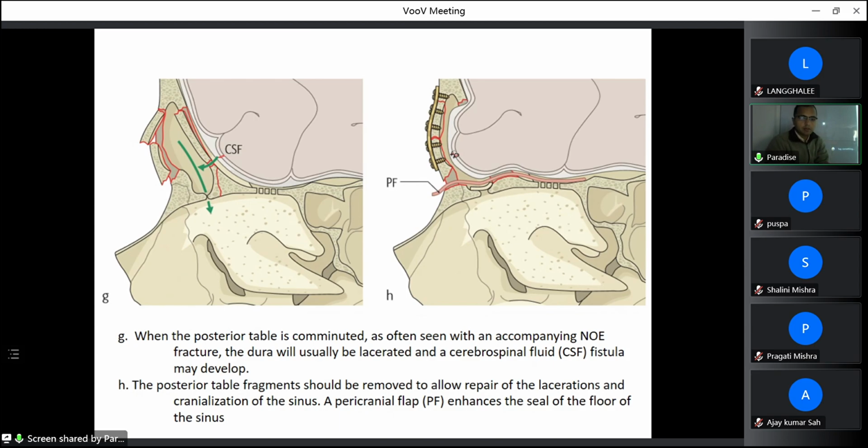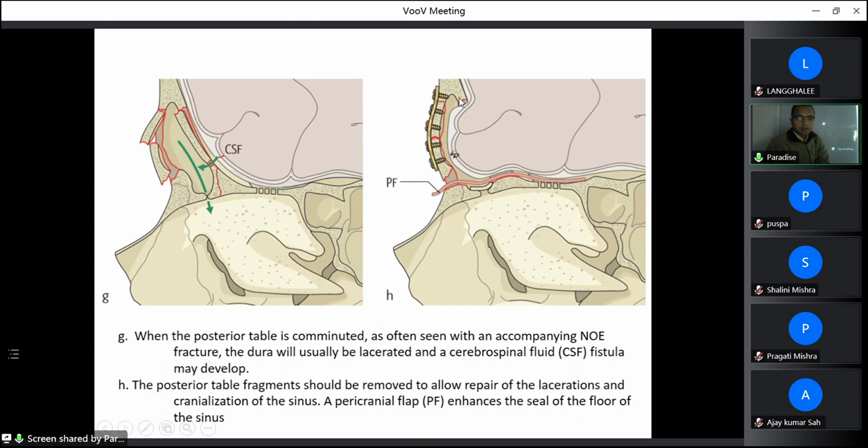The pericranial flap enhances the seal of the floor of the sinus. In this condition, you have to remove the posterior table, and just reduce and fix the anterior table, and you have to obliterate this outflow also because you have already removed the sinus. You have to remove the sinus lining. Whenever there is any trauma to the outflow tract, if there is obstruction in the outflow tract of the frontal sinus, you must remove the frontal sinus lining. Once the lining is removed, there will be no more secretion, so you don't need this tract. You have to seal this outflow tract with the help of a pericranial flap or something. You have to reduce and fix the anterior table, and remove the posterior table bone.